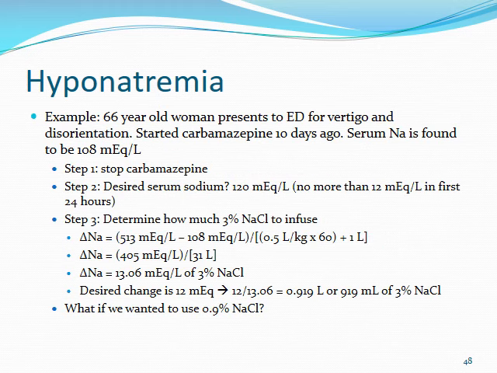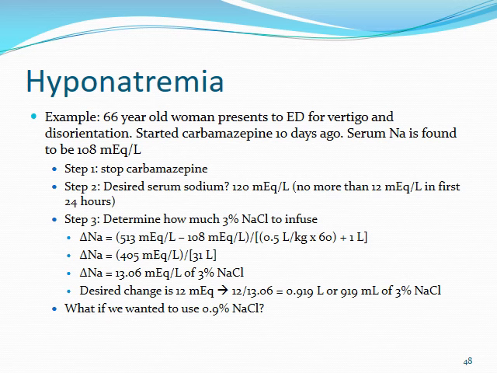So as an example, say we had a 66-year-old woman who presented to the ED for vertigo and disorientation. She'd actually started carbamazepine about 10 days ago. So that should ring a bell in your head: I remember carbamazepine can cause hyponatremia because it causes an SIADH. When you check her serum sodium, it's found to be 108 milliequivalents per liter. That's pretty significant hyponatremia. But step one, what would you do? Stop that carbamazepine, obviously, because that's your causative agent there.